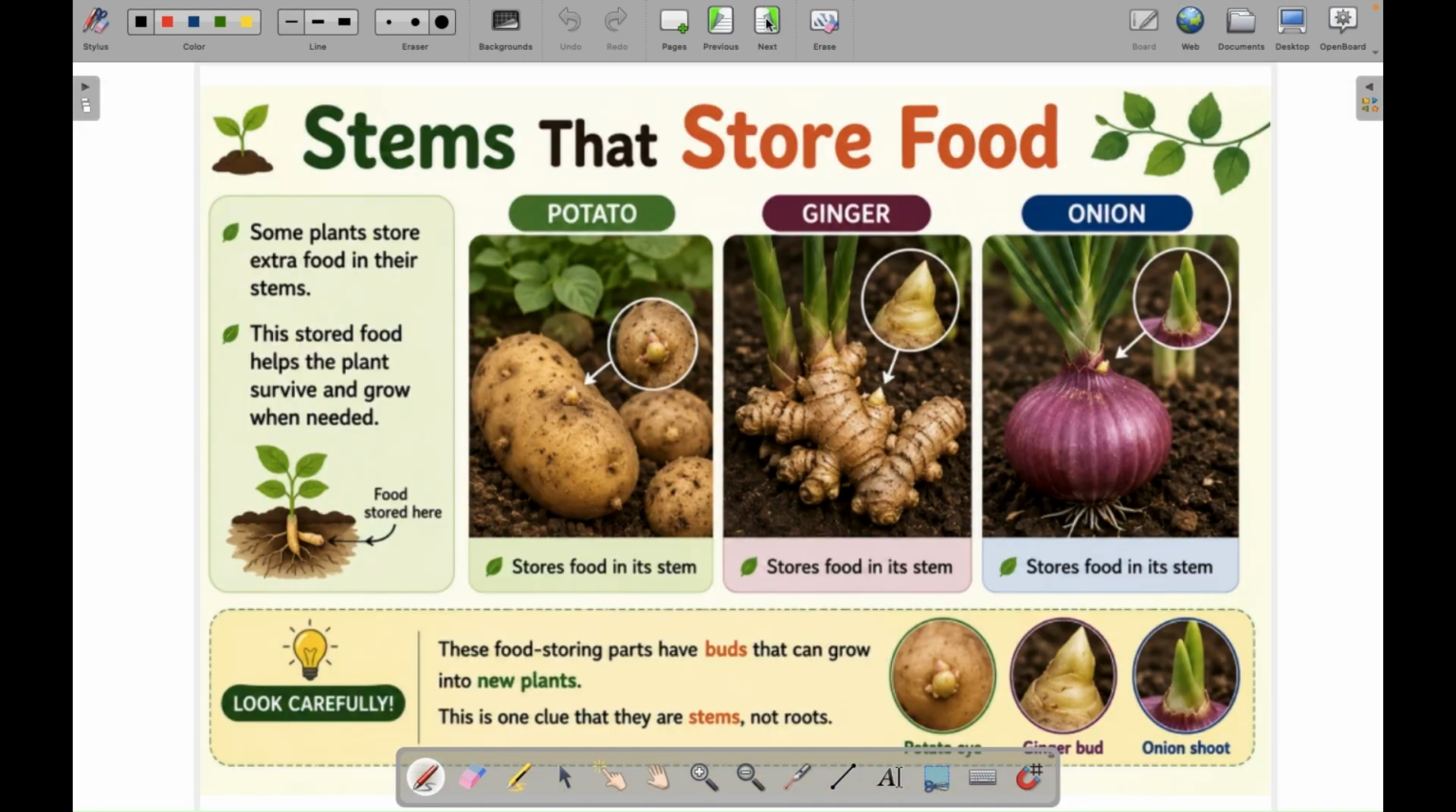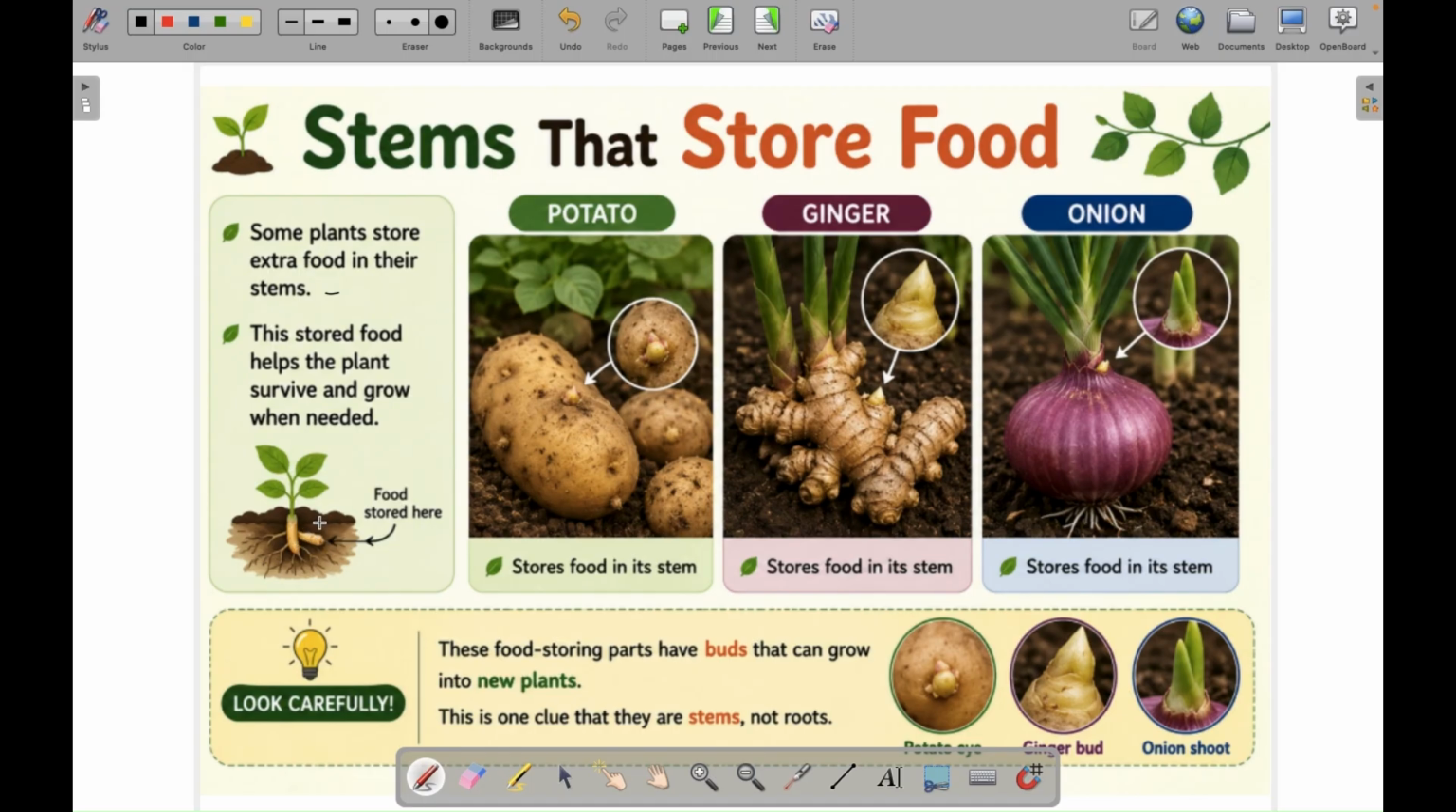Now, just like plants store their food in roots, as we discussed in a few cases, they can also store their food in the form of stems. Some plants store extra food in their stems. The stored food helps the plant survive and grow when needed. Again, in a time of crisis, plants can use the stored food. You can see how this food is stored in the stem underground.